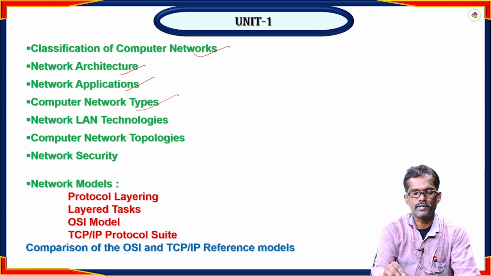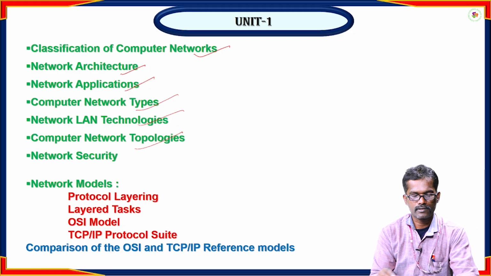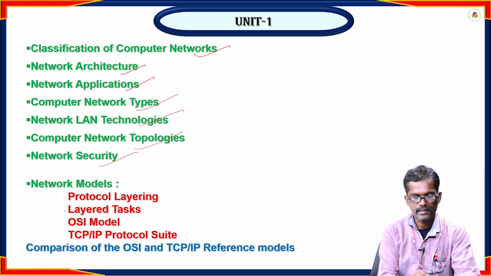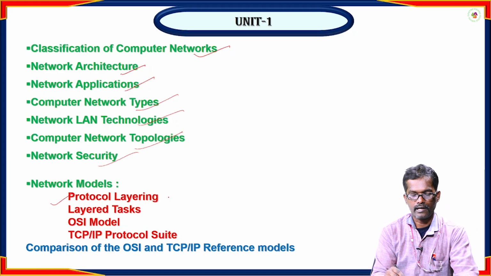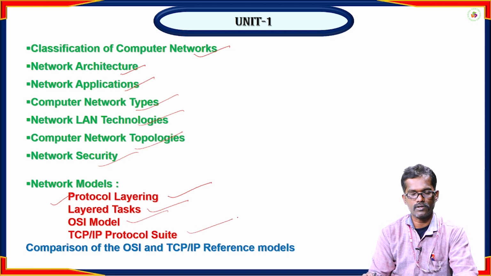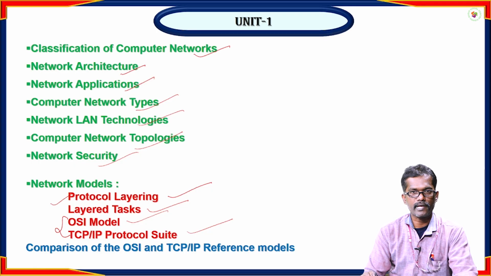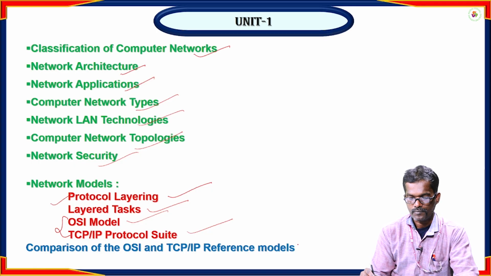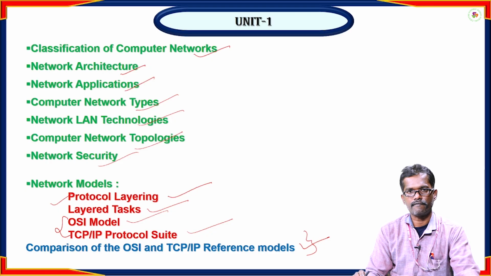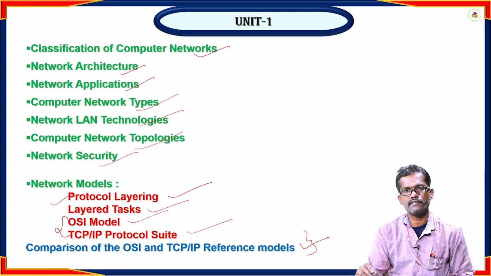And then computer network types, LAN technologies, computer network topologies, network security, and then network models, layering, protocol layering tasks, the OSI model, and TCP/IP protocols. These two, the OSI model and TCP/IP protocols, are very important. The last topic in the first unit will be the comparison between the OSI and TCP/IP reference models. This is regarding the first unit.